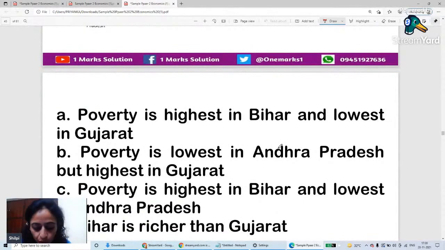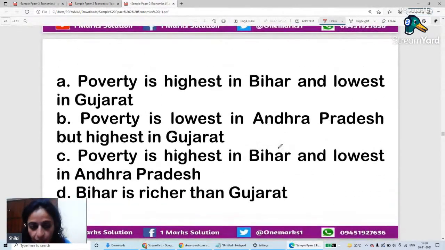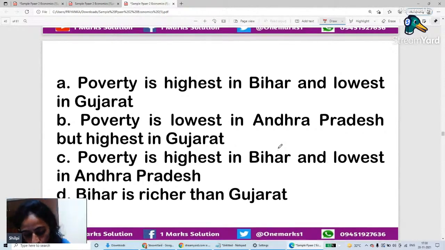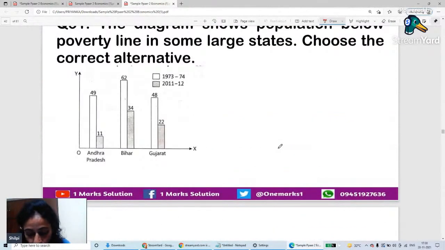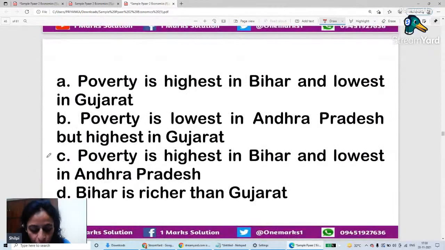Option B says poverty is lowest in Andhra Pradesh but highest in Gujarat. No, poverty is highest in Bihar and lowest in Andhra Pradesh. Yes, this is true. See, highest is 62% and lowest is 11%, which is in Andhra Pradesh. So we'll go for option C. Poverty is highest in Bihar and lowest in Andhra Pradesh.